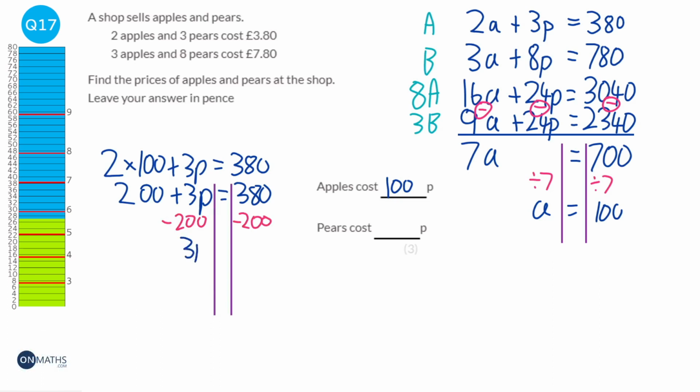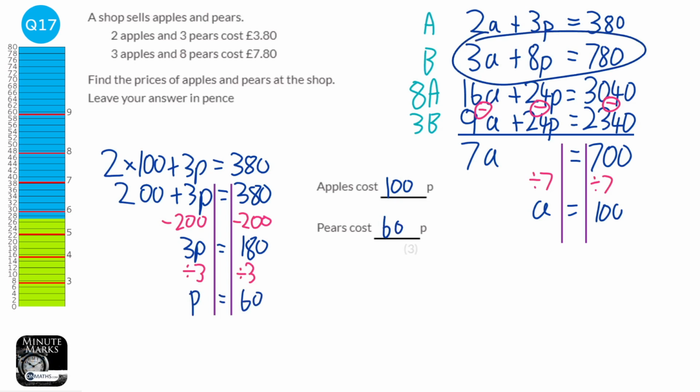So it's going to be 3p equals 180. And then we're going to just divide by 3 both sides. And we've got p equals 60. So a pear costs 60. Now we can check this by using the other equation there. So 3 times 100 is 300, plus 8 lots of 60 is going to be, what's that, 480? So that's going to be 780. So we know that we've got it right.